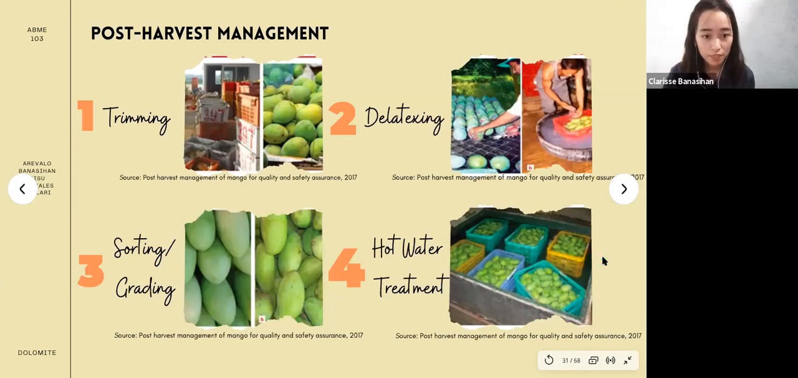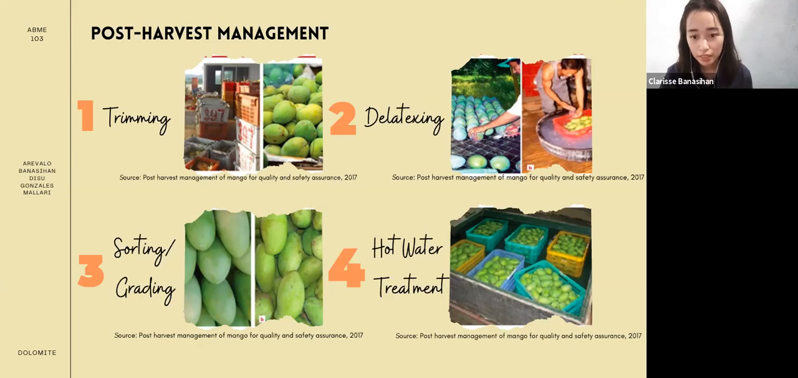And we have post-harvest management of mango commodity. First, we have trimming, and trimming is the removal of the stem left on the fruit, and delatexing, the processing of fresh latex from the fruit. And next is the sorting and grading. Mangoes are randomly graded after harvest as class A, of good quality for export, and class B for the domestic market. And lastly, the hot water treatment, a post-harvest therapy against the described diseases.